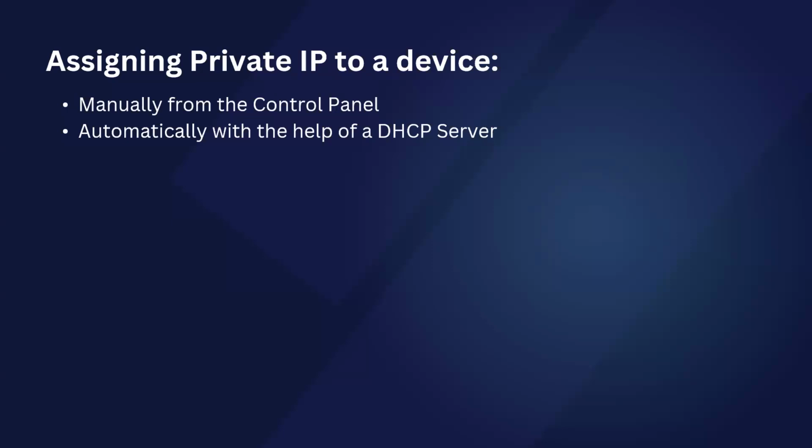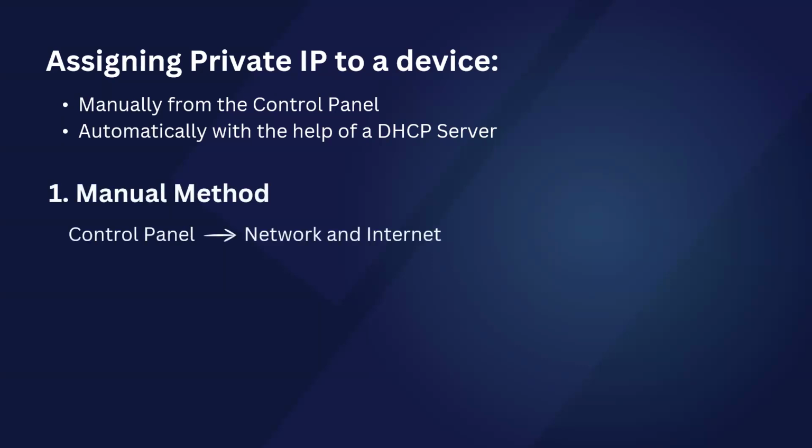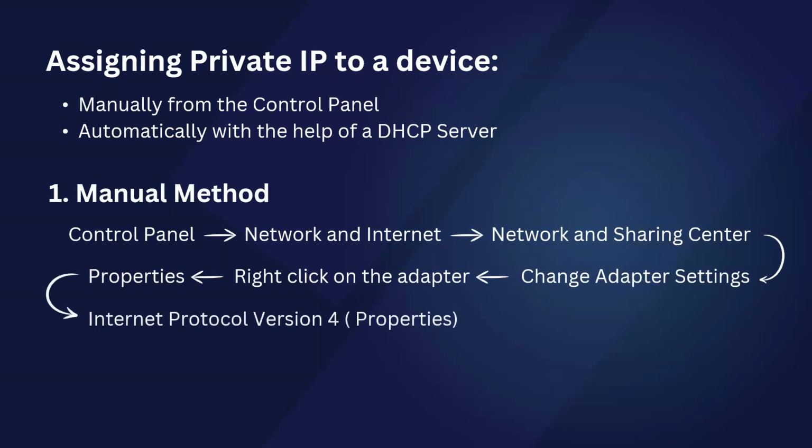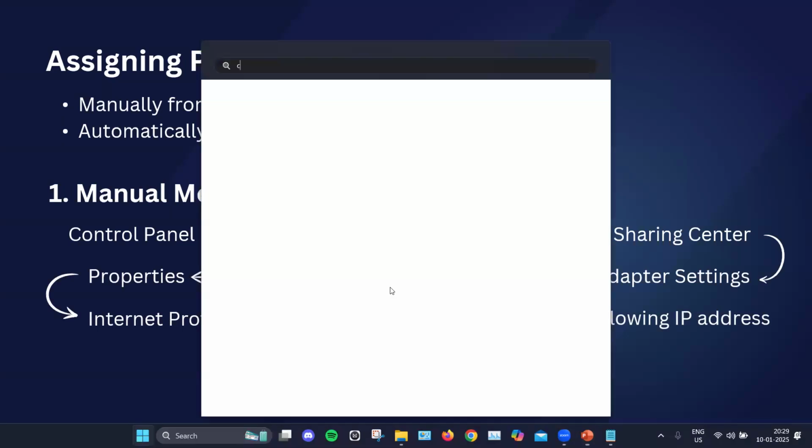In order to go through the manual method, you first have to open up your control panel. Then you go to Network and Internet, then Network and Sharing Center, then Adapter Settings. Then you right click on the adapter and go to Properties. And then you open IPv4 properties and assign the IP address. Pretty lengthy procedure, but let me show it practically. So search for control panel.